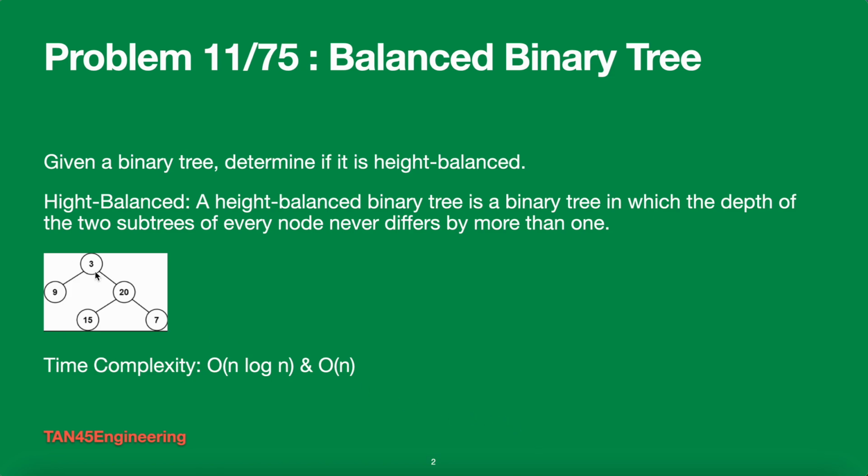If you want to understand from this case, here for 3, the height of the left subtree is 1 (node 9), and the height of the right subtree is 2. 1 here and 2 this one, right? So it's not more than 1. But let's say 15 had one more child. Then from 3's perspective, on the left hand side it would be 1 height, on the right hand side it would be 1, 2, 3, and it wouldn't be a balanced binary tree.